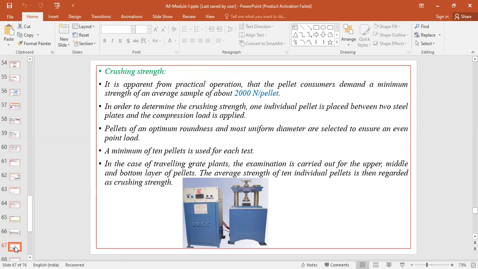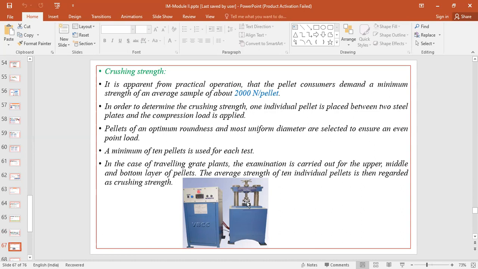So a minimum of around 2000 Newton per pellet should be the strength for the fired pellet. In order to determine the crushing strength, we should take at least 10 pellets from a lot, and subject those pellets between these two jaws, upper jaw and lower jaw.